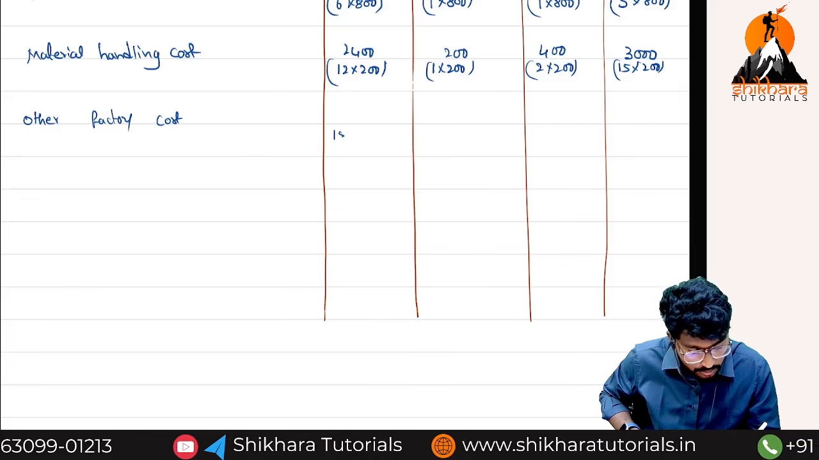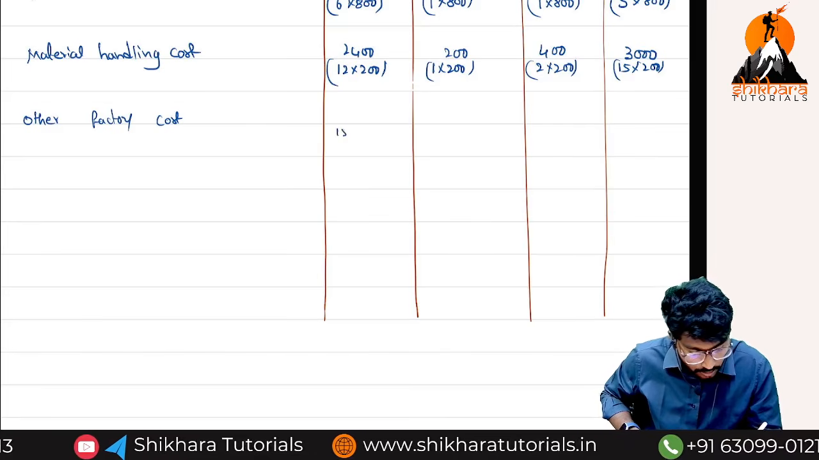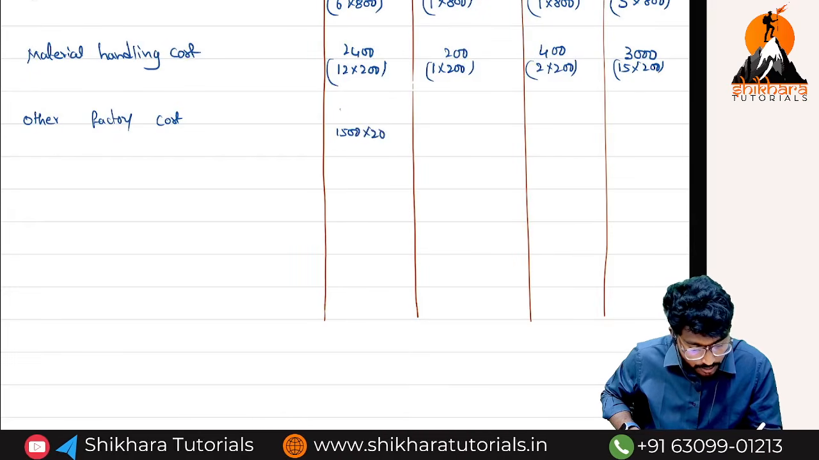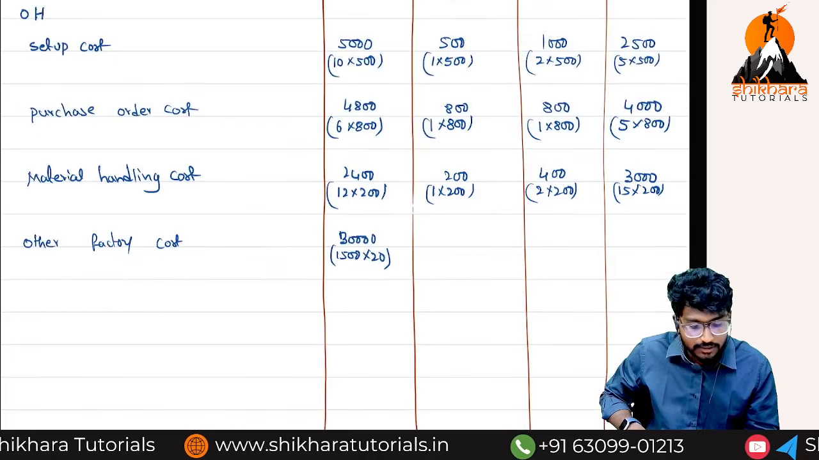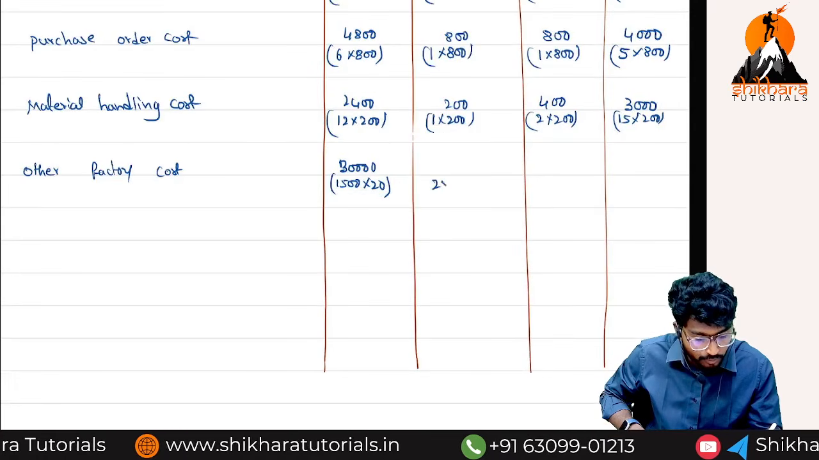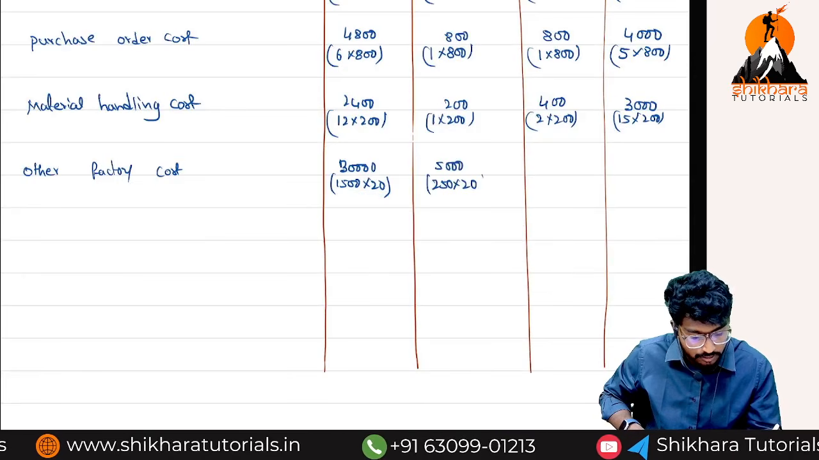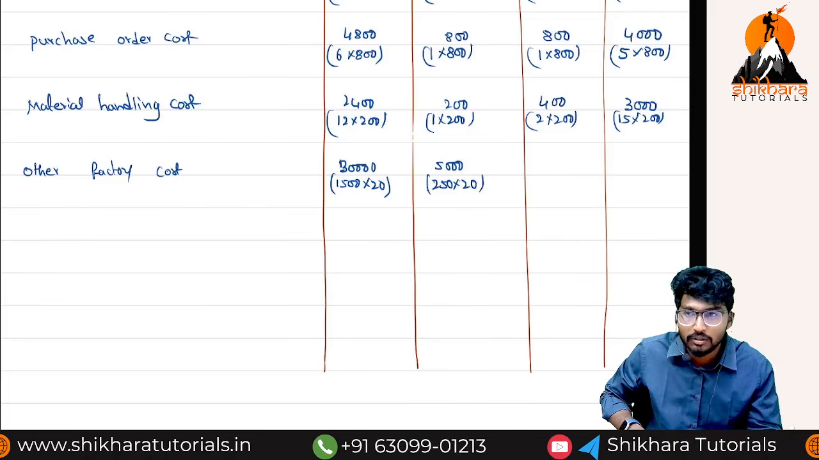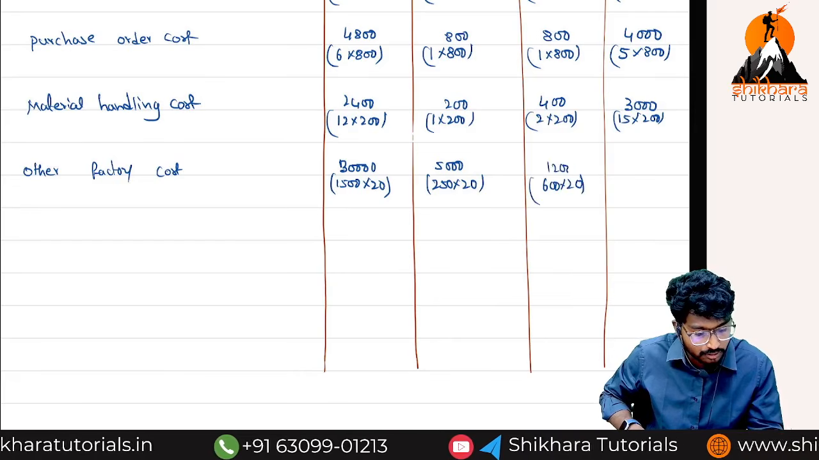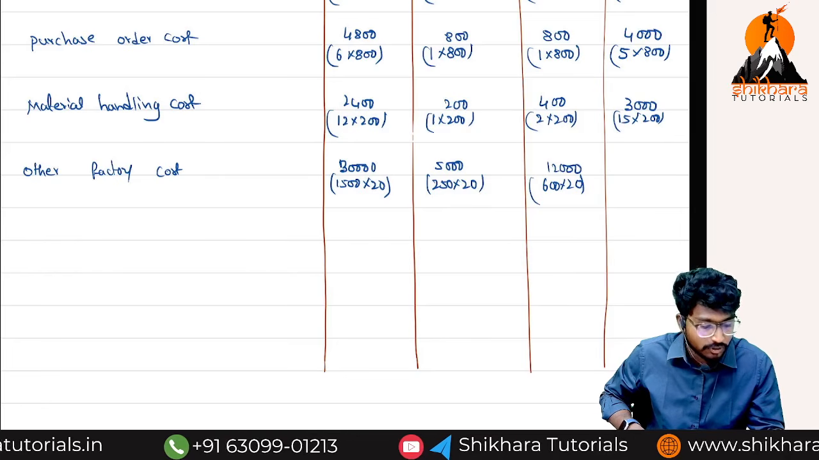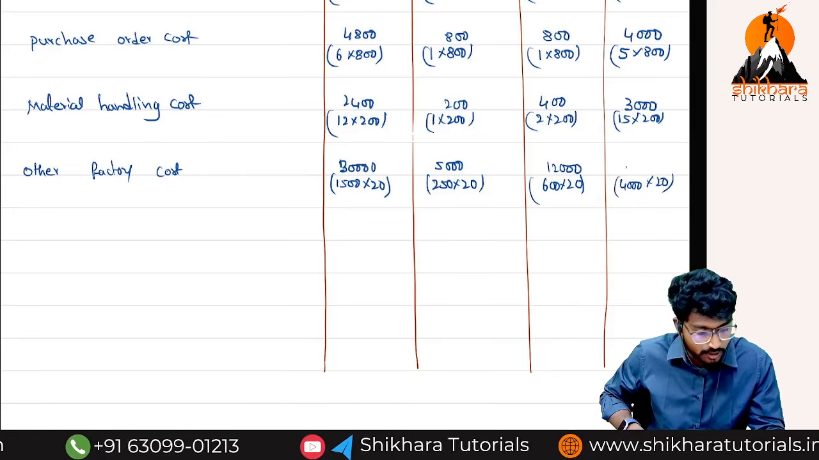1,500 into 20, that is 30,000. Correct. Next, X consumed how many? 250. 250 into 20, 5,000. Next, Y consumed how much? 600 into 20, 12,000. Next, 4,000 into 20, that is 80,000.